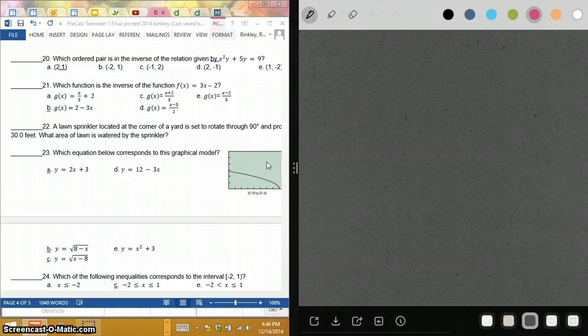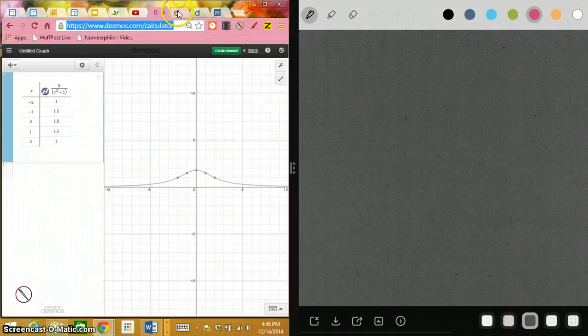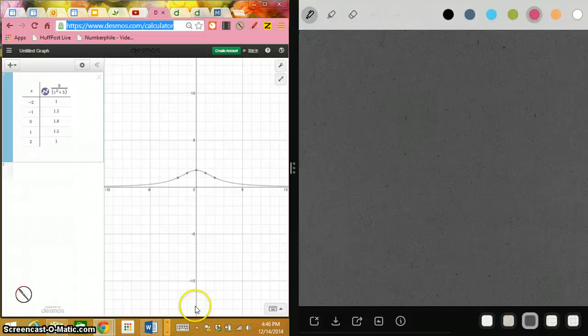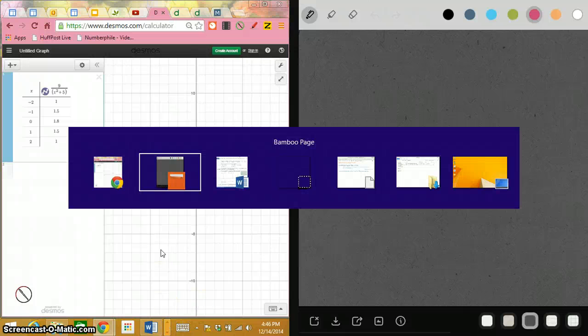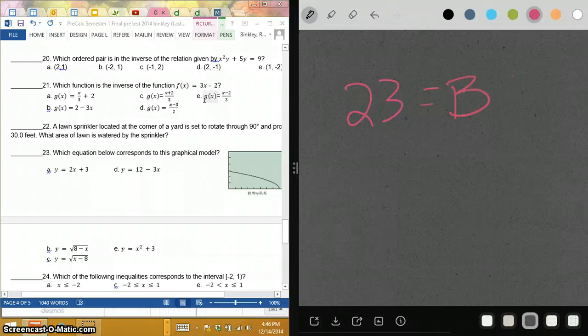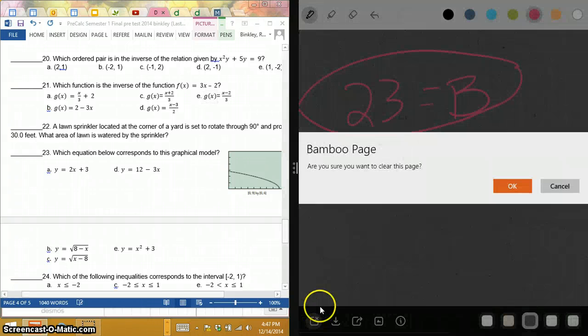23, which equation below corresponds to this graphing model? And really, you guys, the easiest way to do this is to put each of them into the graphing calculator. Oh, I don't have it here anymore. But just put each of them into the graphing calculator until you can find the one that it is. Or I know you guys have been super good at your transformations, and that should be fairly easy. We know it's going to be B. So 23 is B. Just put them in and see what it looks like and you'll figure it out if you don't remember the translations. But I know you guys are really good at those.